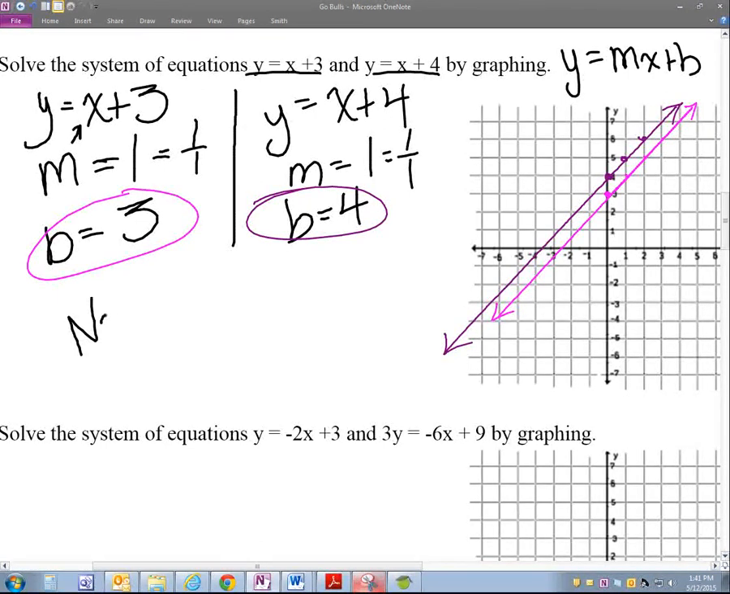Intersection. Is it 0? No solution. There is no solution to that problem because those lines are parallel.